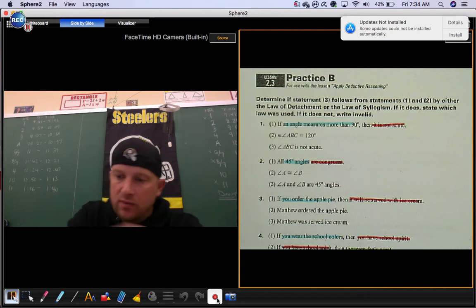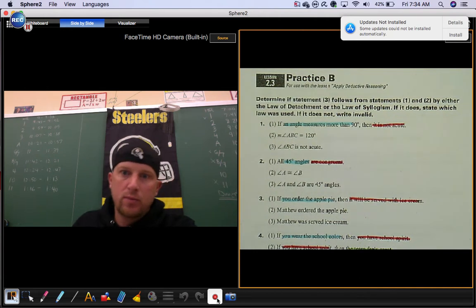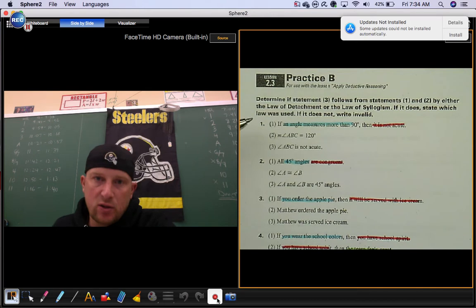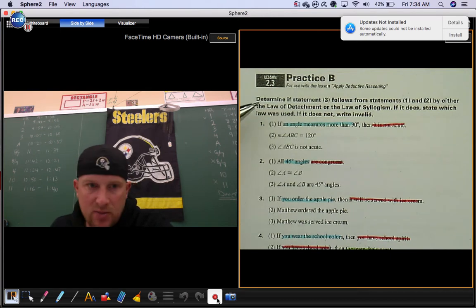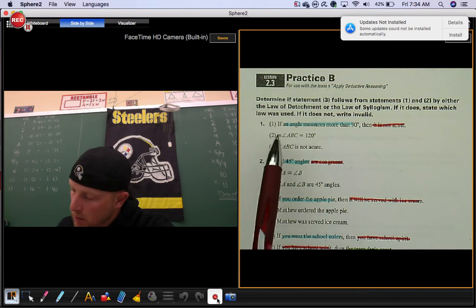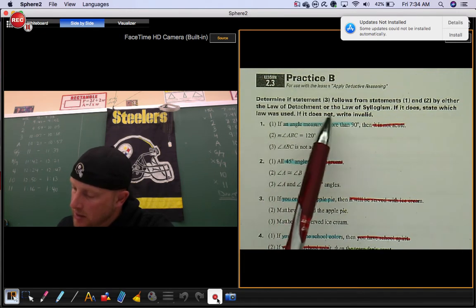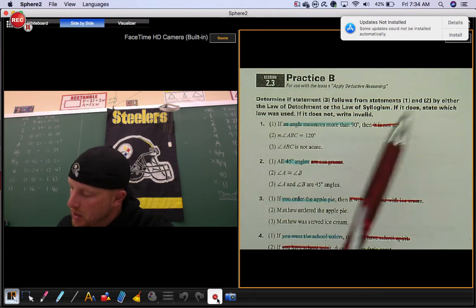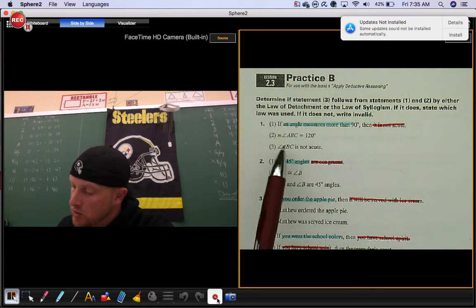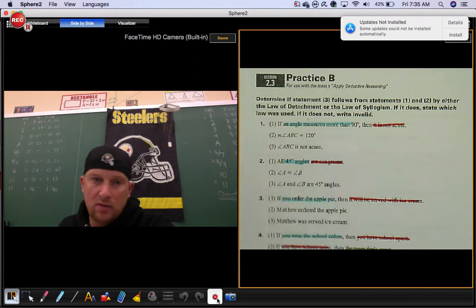Practice B for section 2.3. The directions are a little bit different, so we'll make sure we take some time and read those. Determine if statement 3 follows from statement 1 and statement 2 by either the law of detachment or the law of syllogism. If it does, state which law was used. If it does not, write invalid.